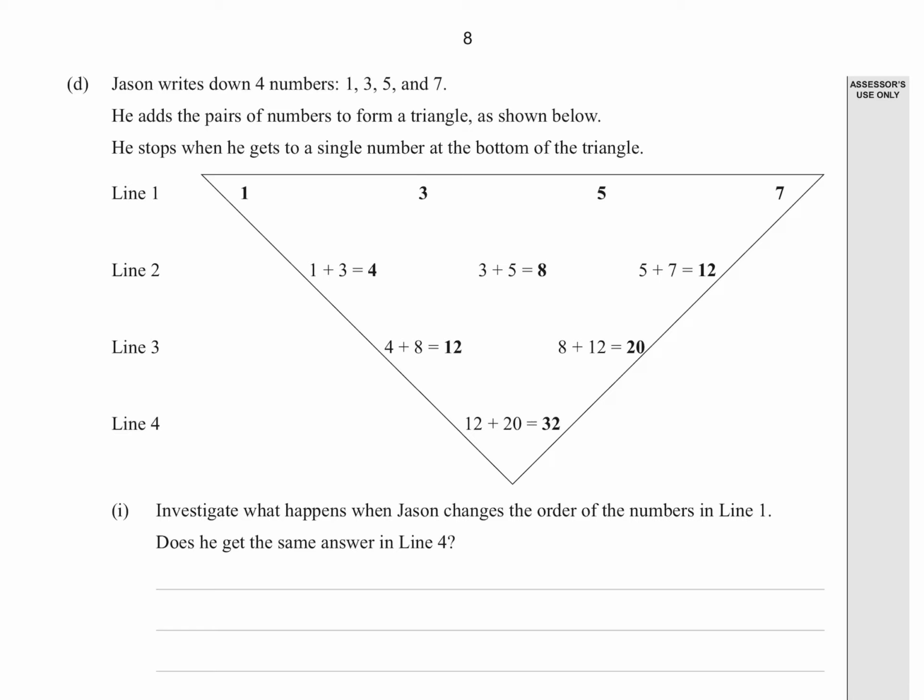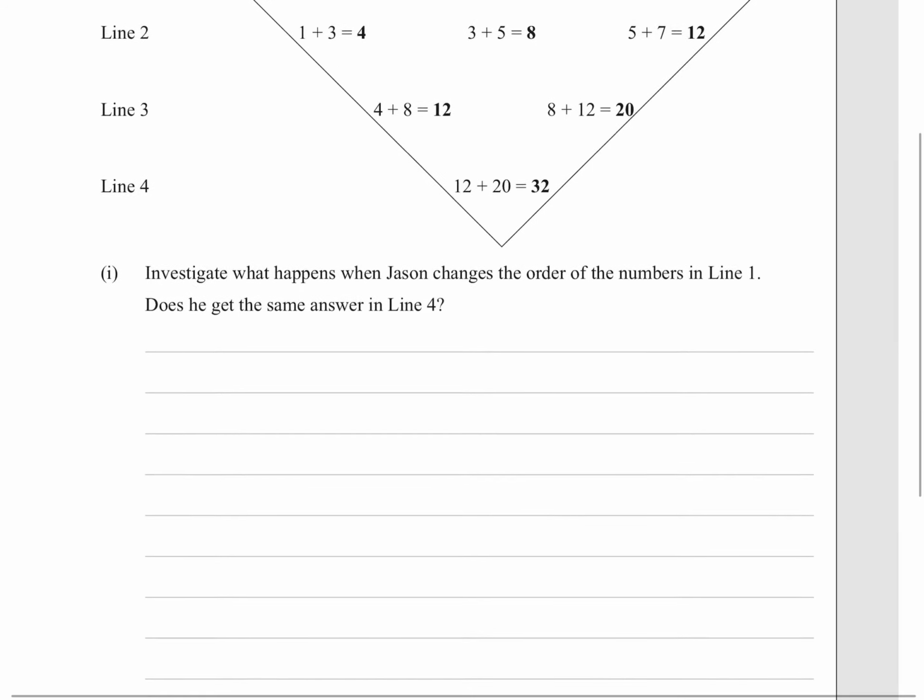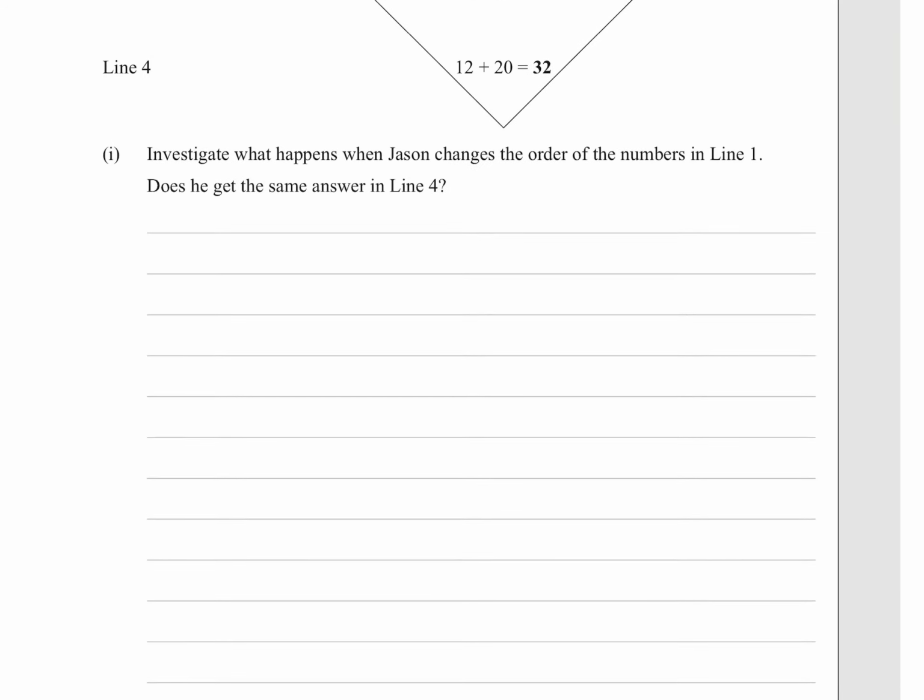Jason writes down 4 numbers, 1, 3, 5, and 7. He adds pairs of numbers to form a triangle as shown below. He stops when he gets to a single number at the bottom of the triangle. Investigate what happens if Jason changes the order in line 1. Does he get the same numbers in line 4? So basically, he won't get the same answers in line 4.